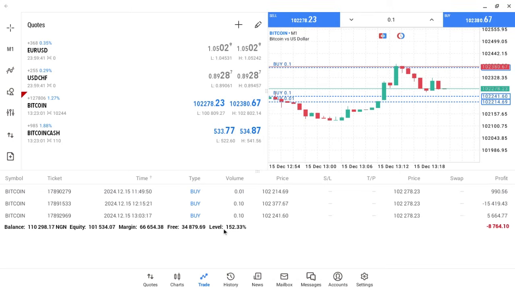In your phone, it needs to be showing margin level percentage, yeah? And in your phone, it needs to be showing free margin in this place. So I'm going to explain this to you so you'll know what it is and what to watch out for.